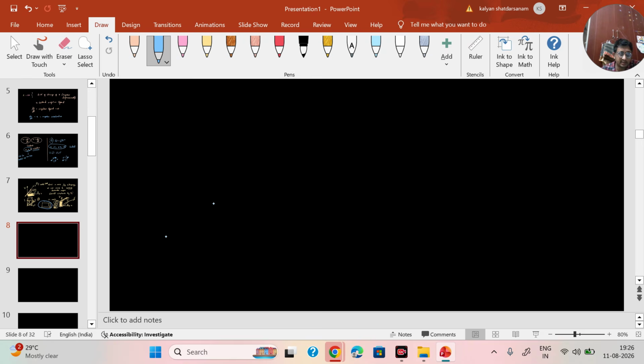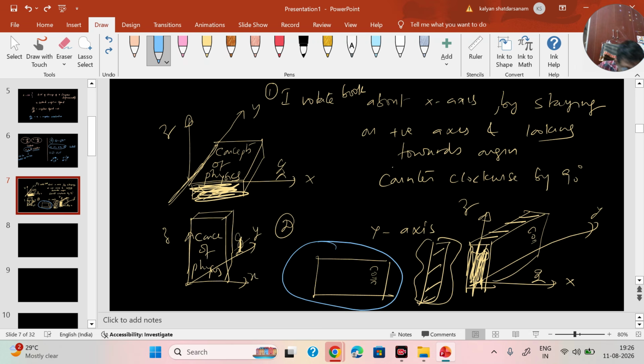When you give two linear displacements to a body, first about x, then about y, or first about y, then about x, the final displacement is the same. The body comes to the same position. But when you talk about angular displacement, if you first rotate about the x-axis and then about the y-axis, and in the second case first about the y-axis and then about the x-axis, the final position of the book in both cases is not going to be the same.